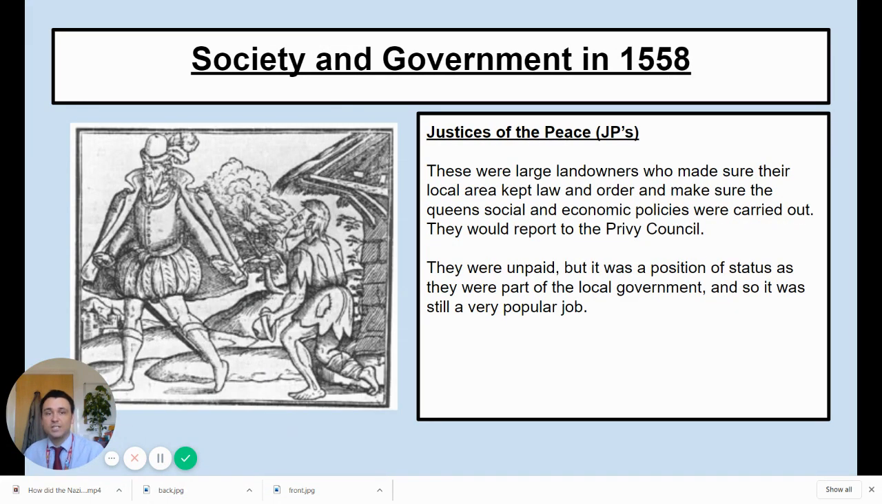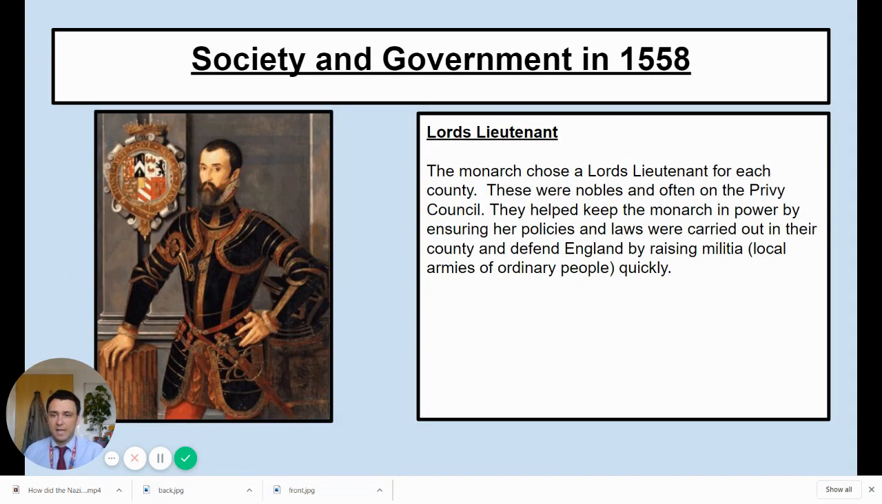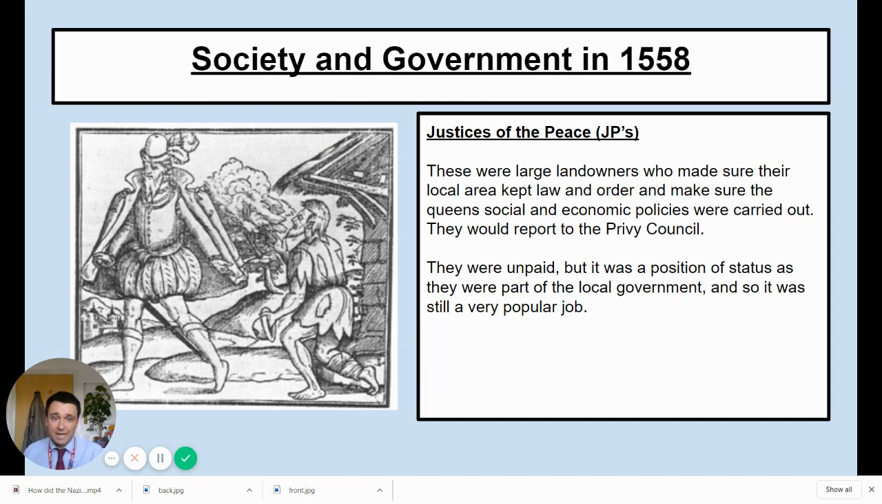You've also got Justices of the Peace, or JPs. JPs were large landowners, and they made sure that in their area, local law and order was being followed. So if we go back, Lord Lieutenant deals with the entire county, but that's still quite a big area. A smaller area, like a town, would be the focus of the JPs. They would make sure that the Queen's policies were being carried out, and they would report to the Privy Council, or often the Lord Lieutenant, as we've just seen.